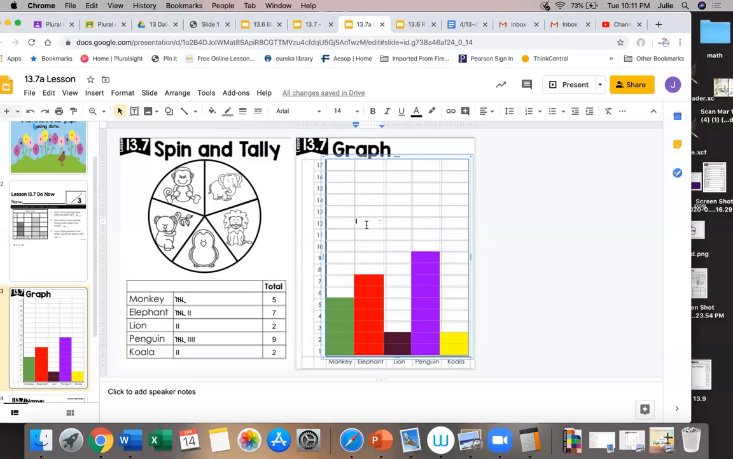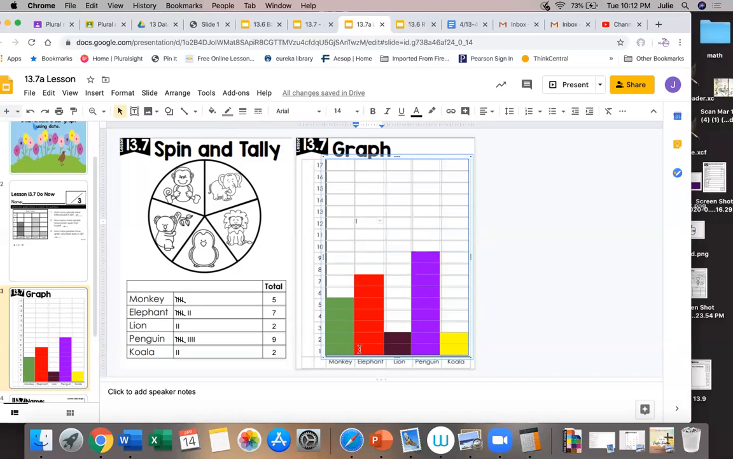And from there, I can go on to answer questions such as, which 2 animals were the least favorites? Yep, the lion and the koala. Which animal was the favorite? It was the penguin. How many students chose elephant? I can look at the top of my elephants, slide it over, and see that I'm at 7. So 7 students chose elephant.